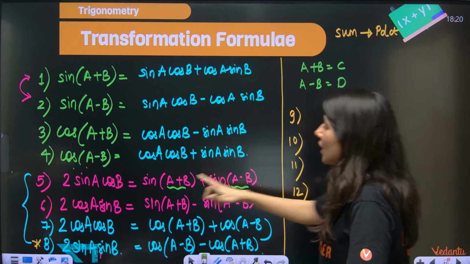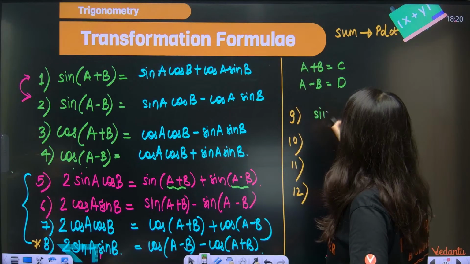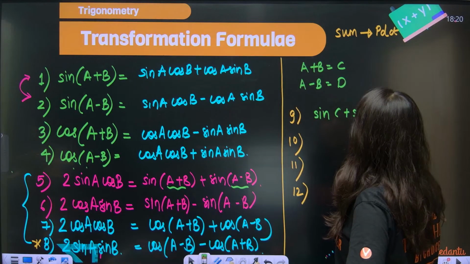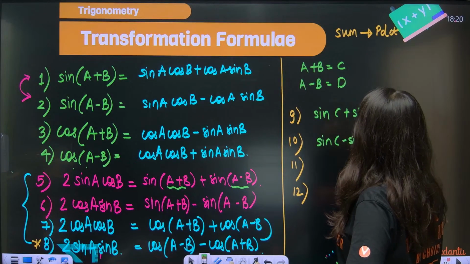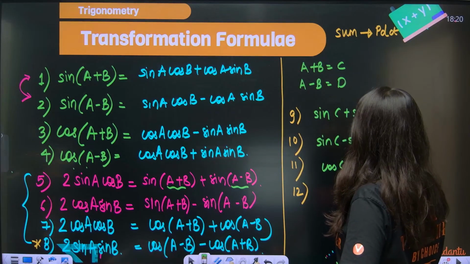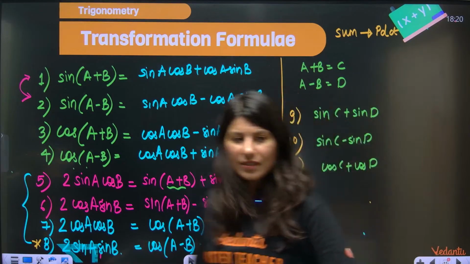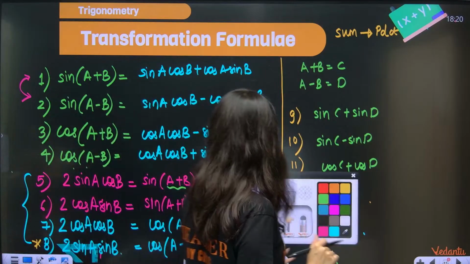So now the right hand side will become sin C plus sin D. Sin C minus sin D. Cos C plus cos D. And this is cos D minus cos C, but the last formula I am going to keep it like this. We'll see it in the last.